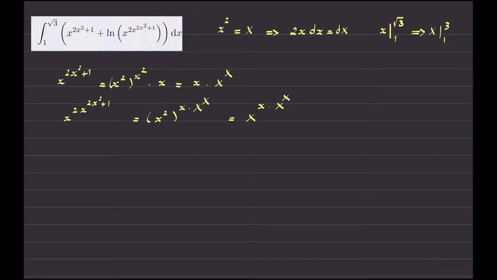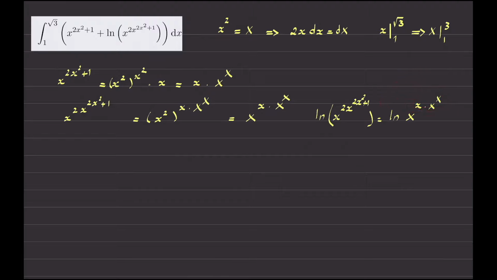Okay, but now I want to calculate this ln of the expression there. So ln of x to the power of 2x to the power of 2x squared plus 1 now can be written as ln of capital X to the power of x times x to the power of x. But now, because of the property of ln, I can put this to the back of the ln.